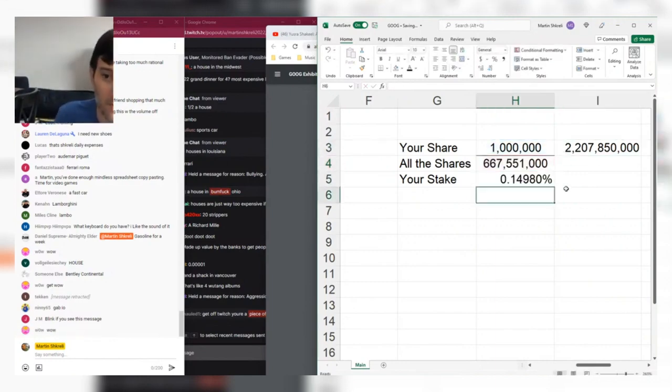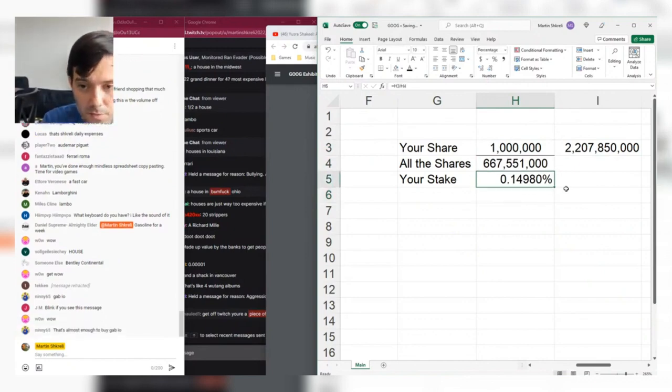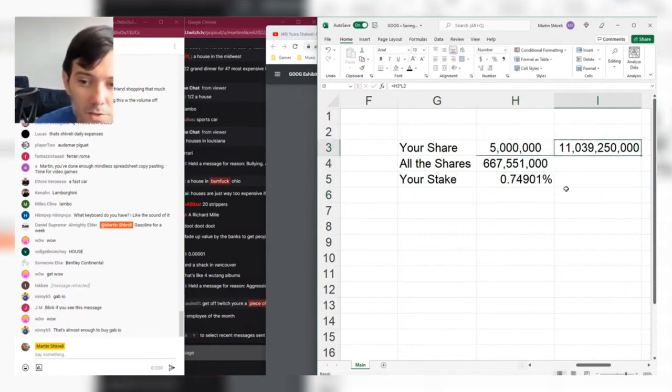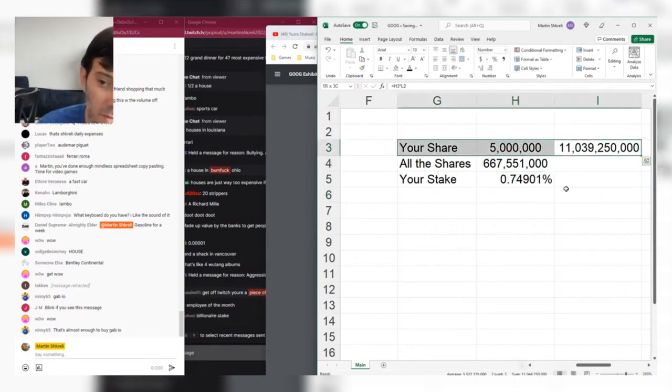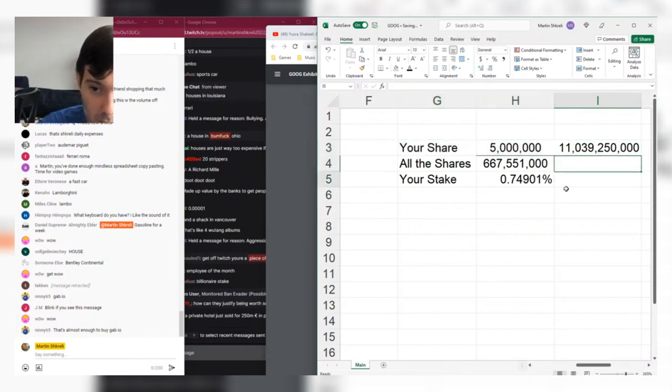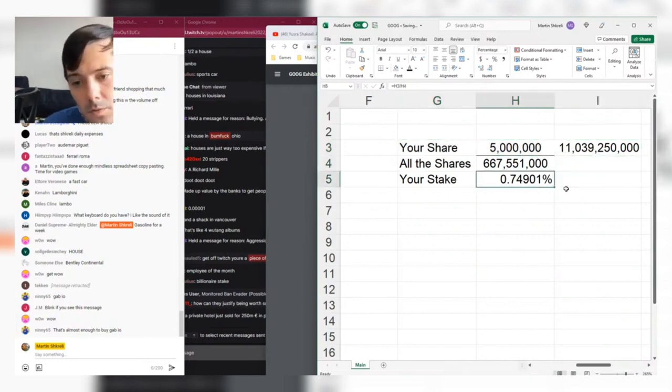And you still don't even own 1% of the company. 0.15. Well, maybe let's try 5 million shares. Well, that's $11 billion. That would put you on the Forbes list, right? You'd be in the top richest people in the world. And you wouldn't be towards the bottom. You'd be in the middle or towards the top end of the list. And you still don't even own 1% of Google.